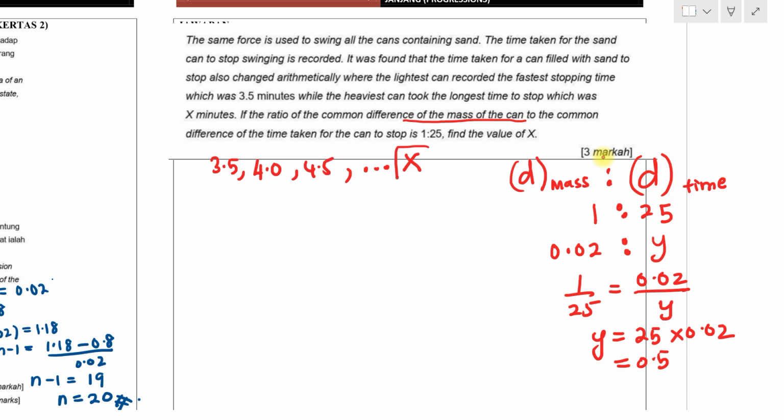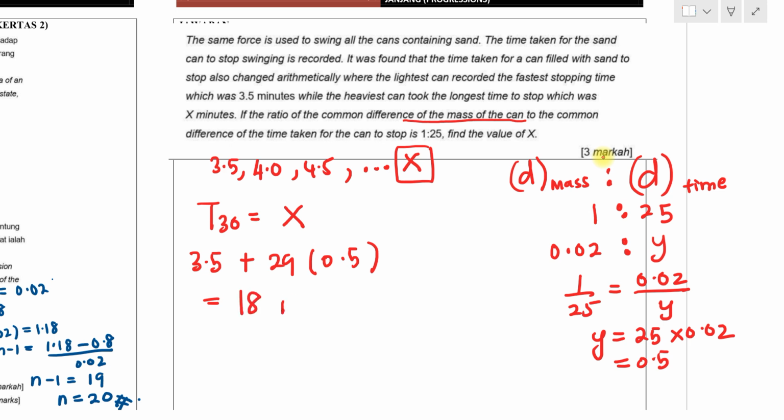Now we need to find out the x value. X value is T30. T30 is equals to x. So the A was 3.5. Now focus on the time experiment. Plus 29 D. D was 0.5. So how much will it be? It looks like a very scary question, but you see, very simple only. So 3.5 plus 29 times 0.5. You are getting 18 minutes there.